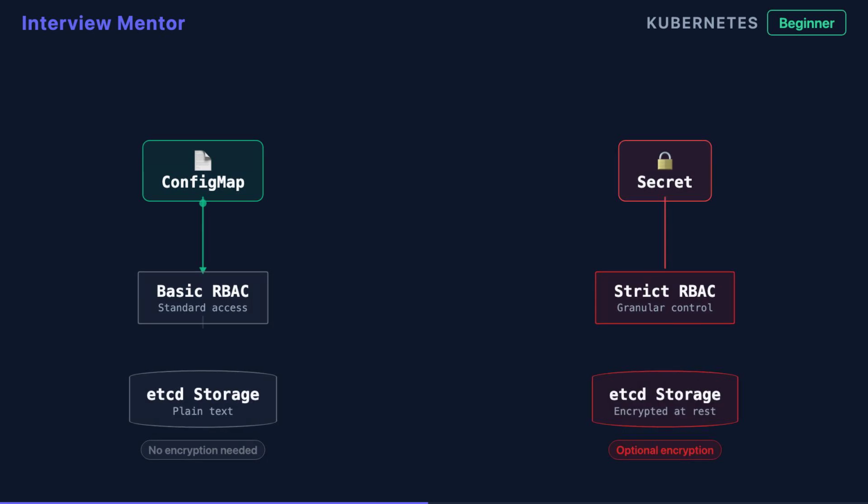Secrets have extra security features. They support stricter RBAC policies, so you can limit who can read or write secrets. Kubernetes also avoids writing secrets to disk unnecessarily and only sends them to nodes that actually need them. ConfigMaps don't get this treatment because they're not considered sensitive. When you enable encryption at rest, only secrets get encrypted in etcd, not ConfigMaps.